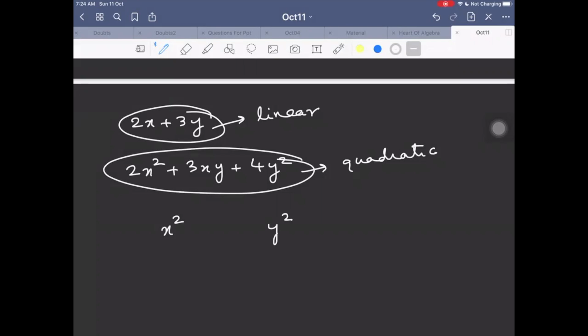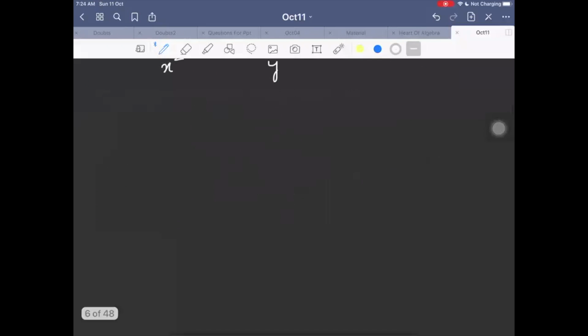Just to summarize what we learned so far, 2 plus 3. This is a numerical expression.